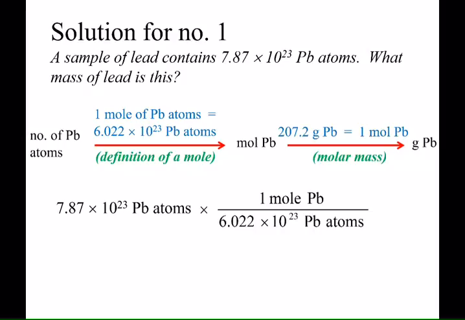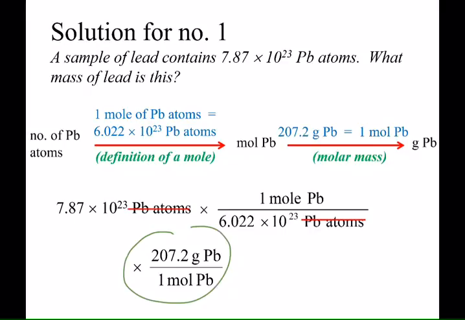Now, if you're keeping track of our game plan up here, we're ready to go ahead and use this. I want moles to cancel and be left with grams. So what does that look like? It looks like this. I want moles to cancel and be left with grams, so I use it that way. Hope that works for you. So now our units work. We have what we were after, grams.